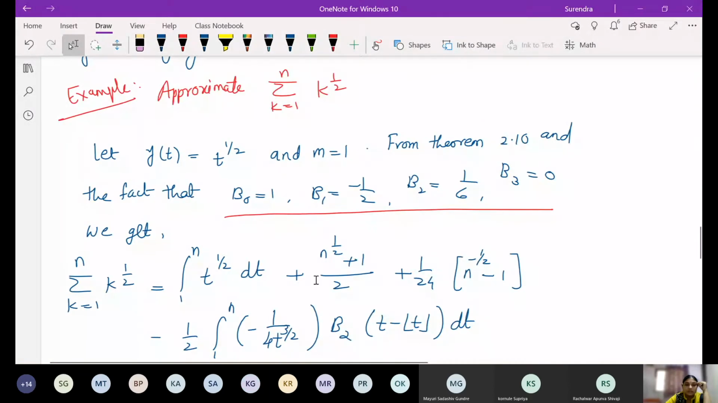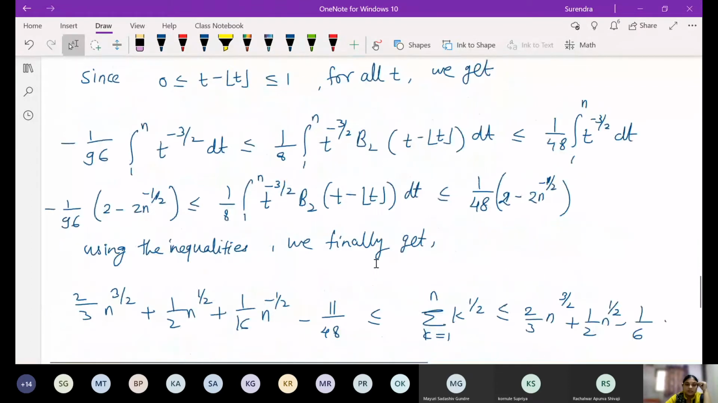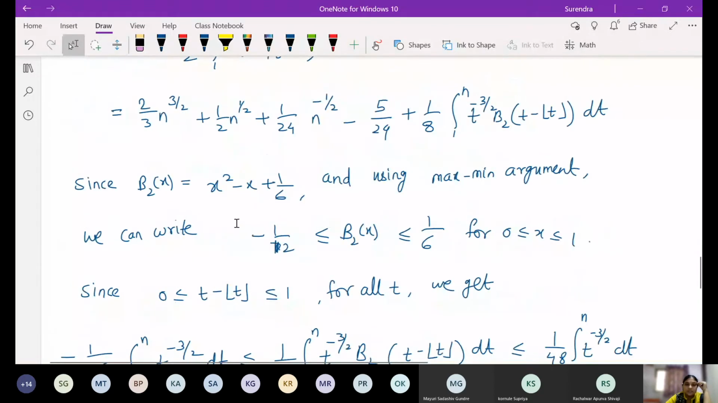Yes, ma'am. So I am not spending time on calculations. Only one step is involved here. Here you have to use the max-min formula. So how to find the upper and lower values of this B2x? B2x is my Bernoulli polynomial. Bernoulli polynomial B2 at t is t square minus t plus 1 by 6. So B2 of x will be x square minus x plus 1 by 6.